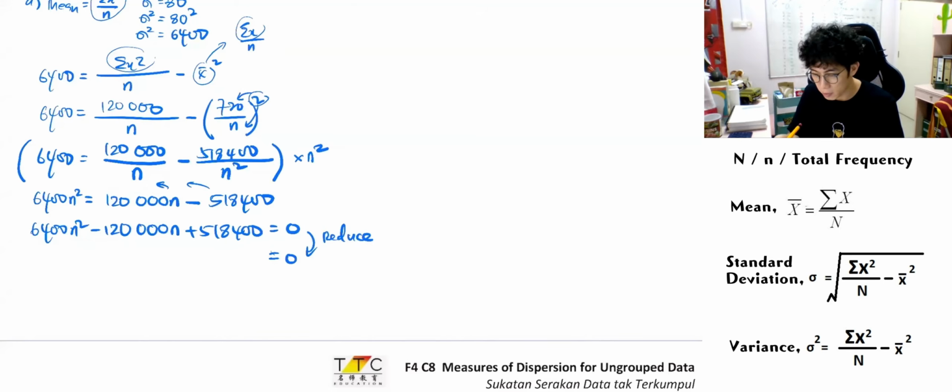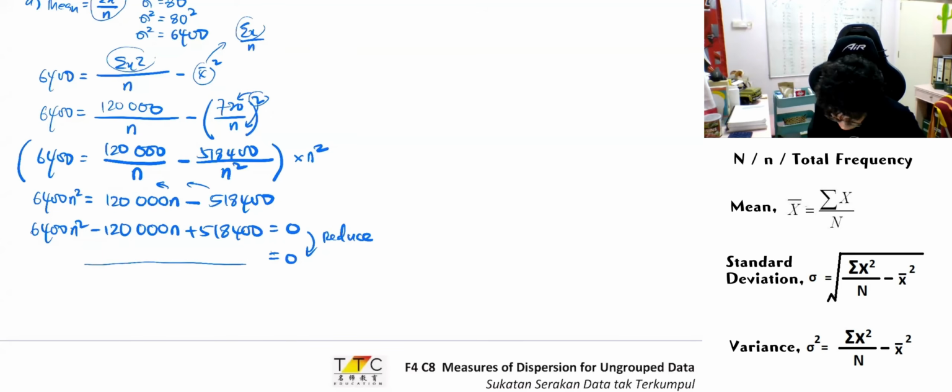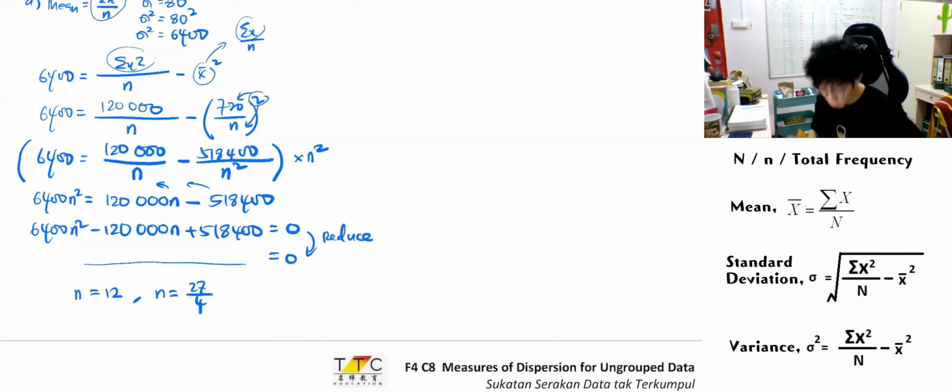So what is your A, B, and C? Okay, I'm going to get the answer. So A will be 6400, B will be negative 120,000, and C will be 518400. And once you hantam inside, you will get X equals to what? I'm going to leave it here first. You're going to get N equals 12 and N equals 27 over 4. So when you go backwards, this is what you get.